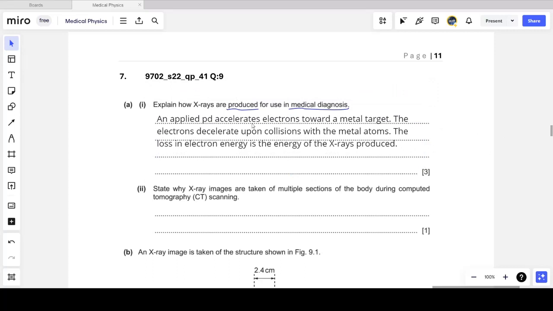So when we apply a potential difference across an anode and cathode, and this accelerates the electrons toward the metal target, the electrons will decelerate when they strike the metal atoms, and the loss in electron energy is the energy of the X-rays that are produced. So if we have a high enough potential difference, then we ensure that X-rays are produced and no other types of waves.